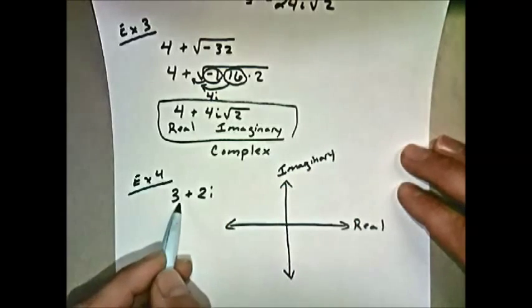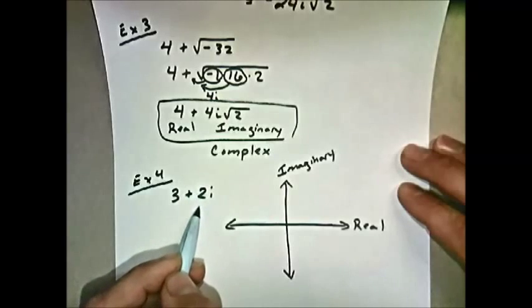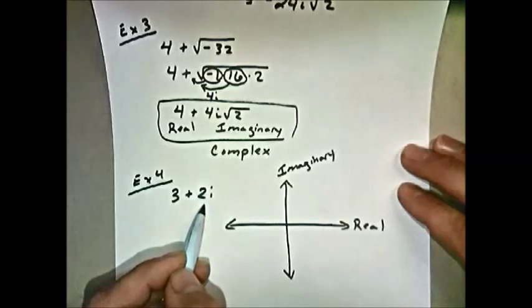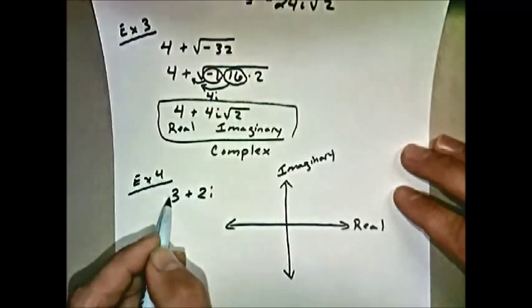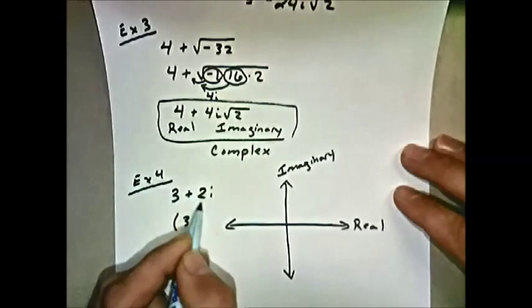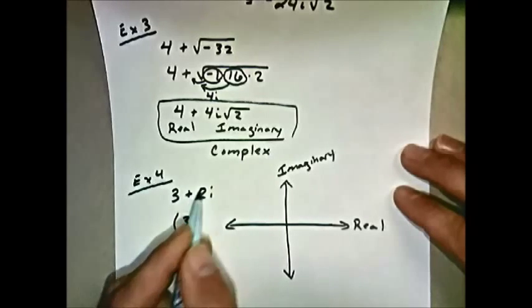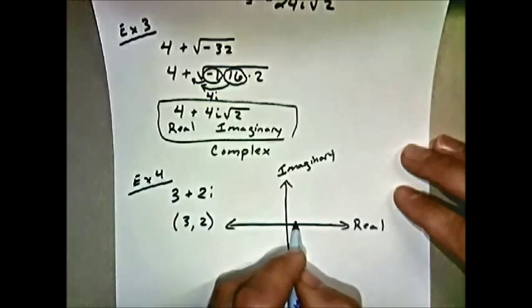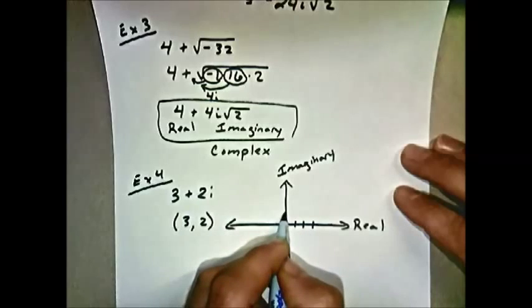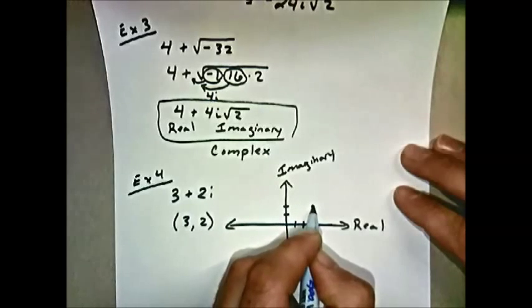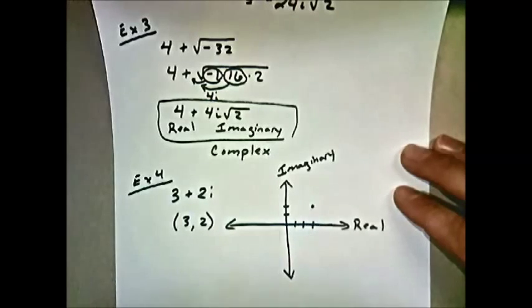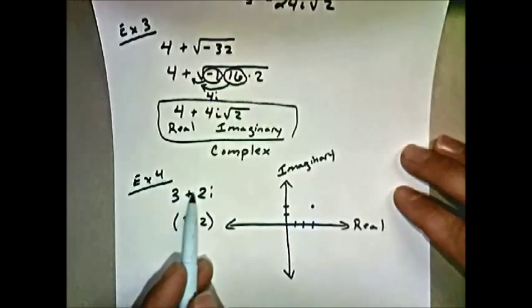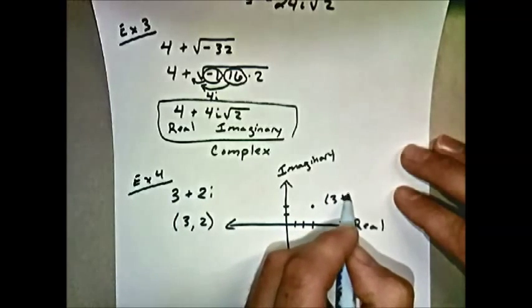And we're going to graph this just like we would graph a number or a coordinate on the real number system. The point in this case is going to be the real number followed by the coefficient of the imaginary number. So we have 3, 2. So we're coming over 3 and we're coming up 2. And that would be the graph of this point, 3 plus 2i.